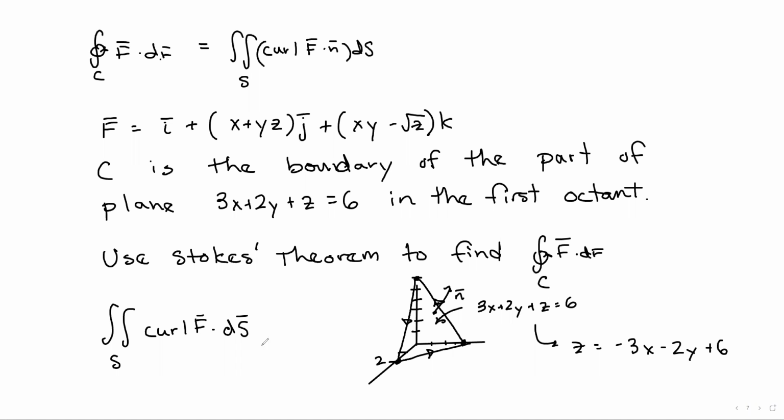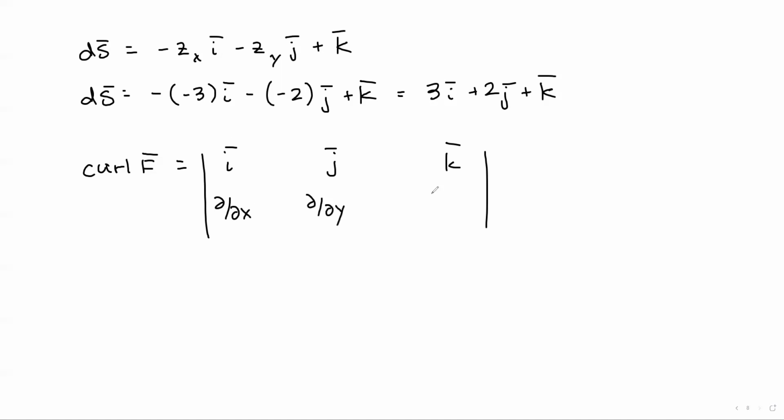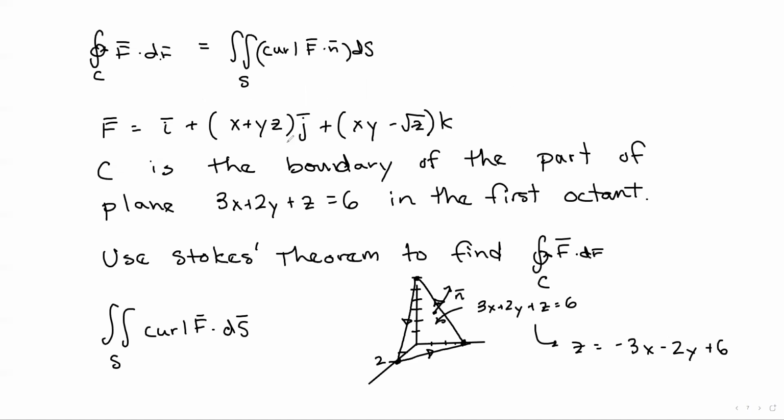That's the first half, halfway there. The second thing we need to do is calculate the curl of F. So we've got curl of F. All right, and so that's going to be the determinant of i, j, k, partial with respect to x, partial with respect to y, partial with respect to z. And what are our components? We've got 1 for i.